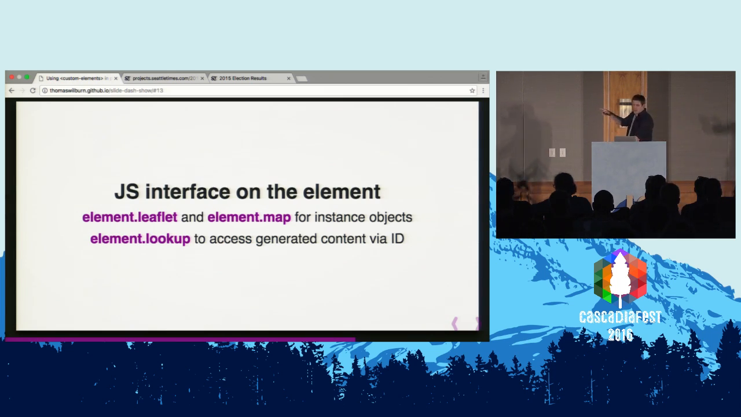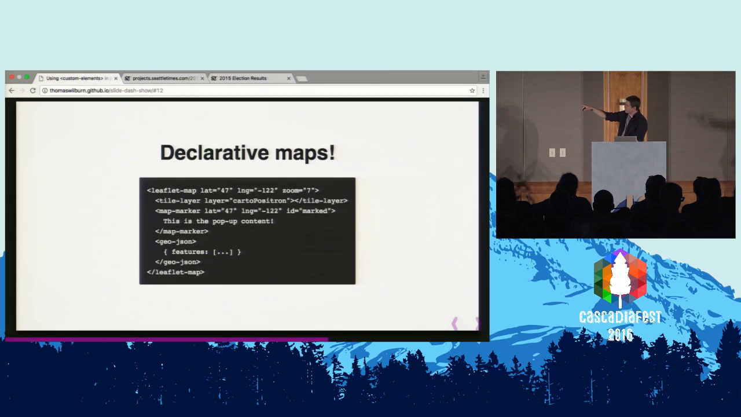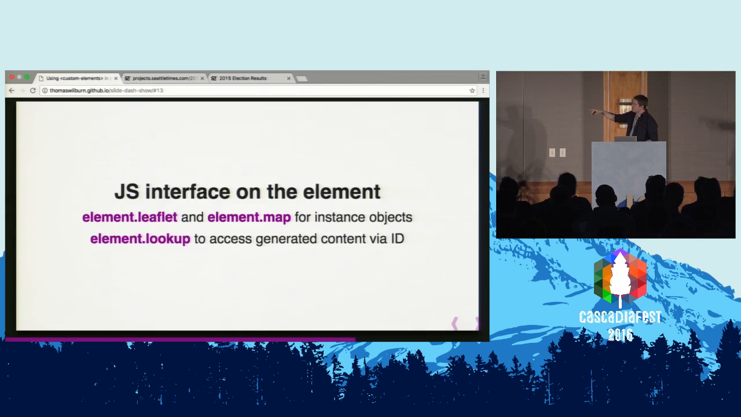Also, I gave the map marker an ID back here. And once I do that, I can access element.lookup, and that will give me access to the thing that was created from that declarative tag. So I can actually use that then to get to the marker if I feel like it. So we use this all the time. We'll declare a bunch of markers, and then I can go in and use this API to make sure that on whatever screen size, it will fit the bounds of the reader's display, and they can see everything that's on that map.